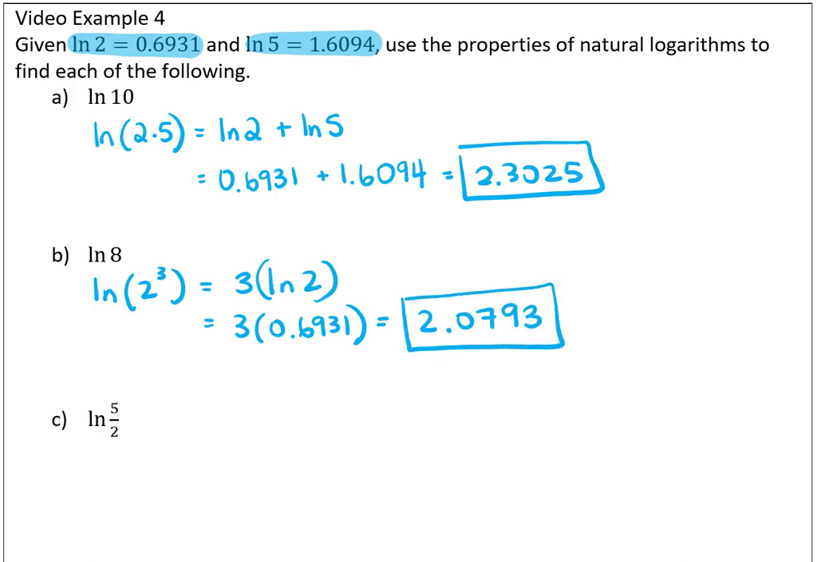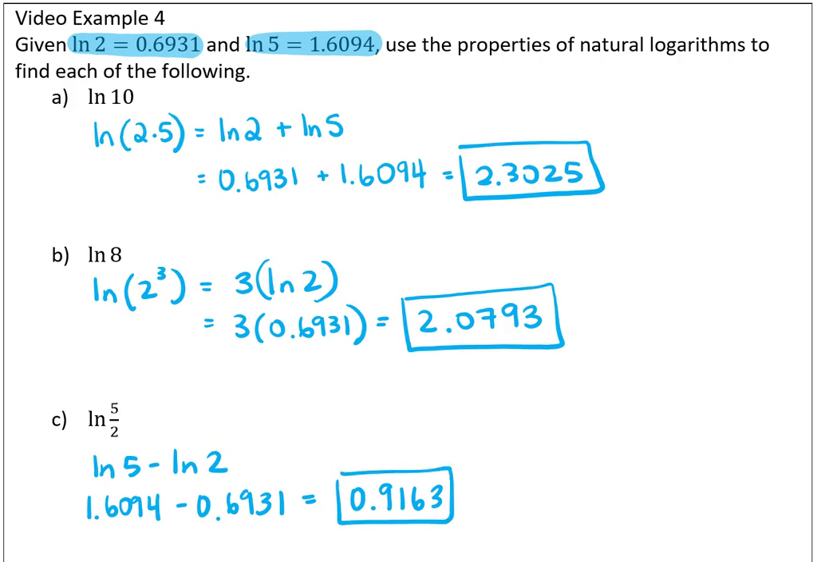Alright, and then ln of 5 over 2, that is division within the natural log, which turns into subtraction outside the logs of 2 separate logs. And then we can just substitute these. And then ask our calculator, and we get 0.9163. Let's continue on to parts D and E.